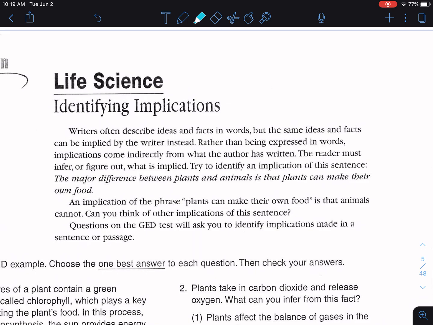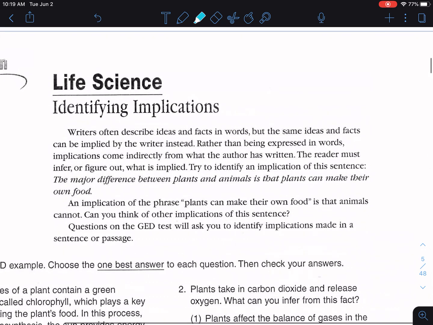Identifying implications. Writers often describe ideas and facts in words, but the same ideas and facts can be implied, not explicitly stated, but you have to gather those context clues from the writer instead. Rather than being expressed in words, implications come indirectly from what the author has written, okay? So they're implying something. They're trying to hint. The reader must infer or figure out what is implied.